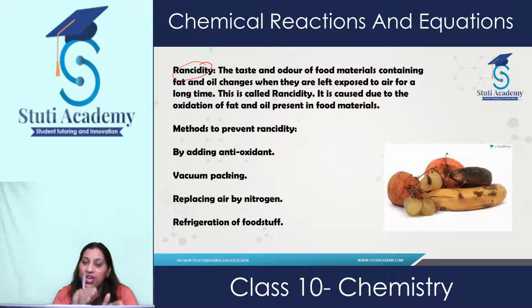And this is a change in the taste and color of food material, because that food contains some fat and oil. So when we keep it in open atmosphere, it comes in contact with air for a certain period of time. So this process is known as rancidity. Rancidity is a process in which the taste and odor, the smell of food which contains fat and oil changes when exposed to air.